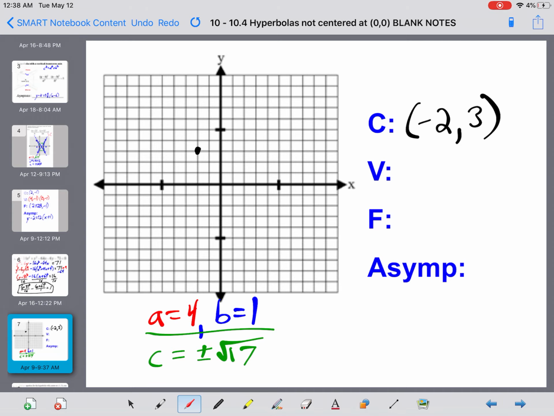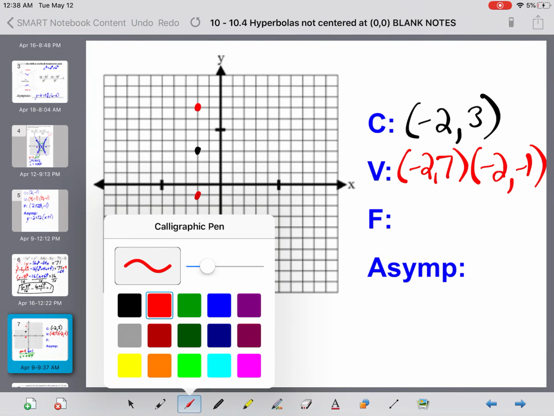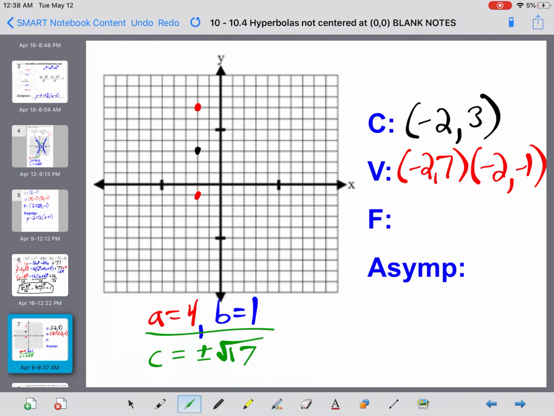So I'm going from the center, I'm going up 4. 1, 2, 3, 4. I'm going down 4. 1, 2, 3, 4. And those are my vertices. So those points are -2, 7, and -2, -1. All right. For my foci, go ahead and do those right now as well.